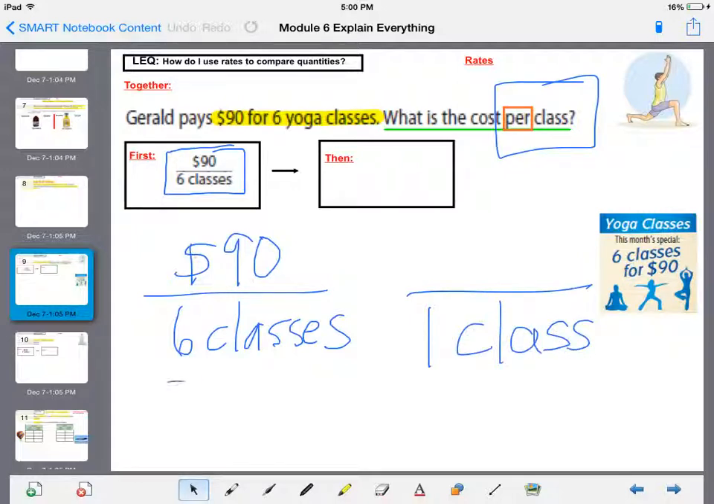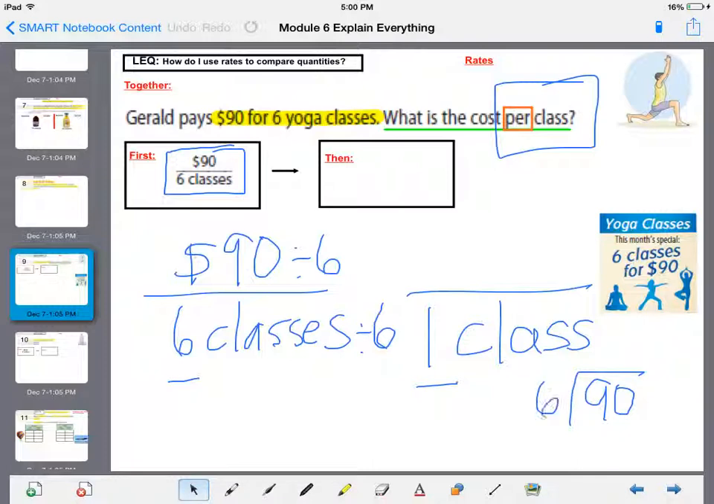Well, in order to get from 6 to 1, we're getting smaller, so that means we're going to divide. And 6 divided by 6 will get us 1. What we do to the classes, we must do to the dollar amount. So 90 divided by 6. And let's go over to the side and let's do that.